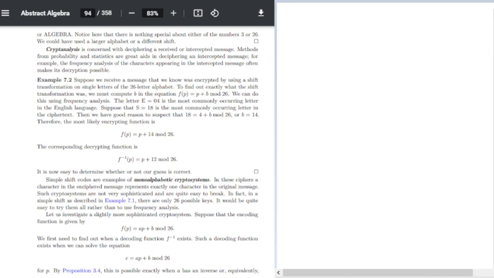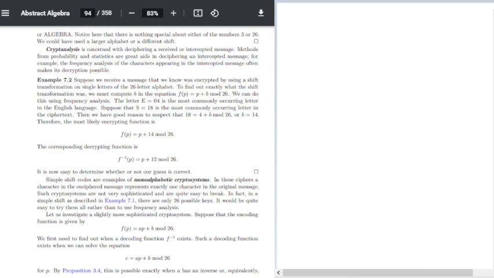Then we have good reason to suspect that 18 is equal to 4 plus b mod 26, or b is equal to 14. Therefore, the most likely encrypting function is f(p) = p + 14 mod 26, and the corresponding decrypting function is f^-1(p) = p + 12 mod 26. It is now easy to determine whether or not our guess is correct.